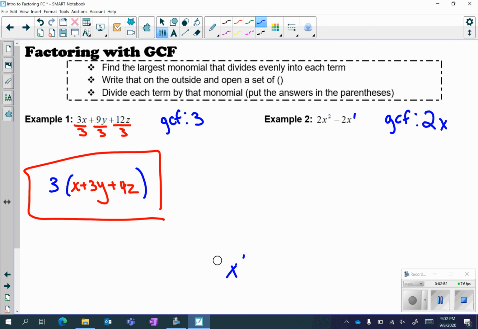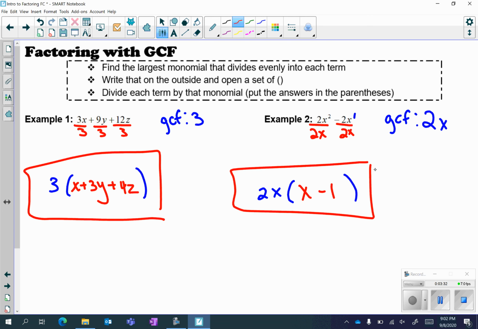Anyway, once you find the GCF, you're going to write the GCF on the outside, and you're going to open a set of parentheses. Divide each term in the expression by the GCF and write it inside the parentheses. 2x squared divided by 2x is just x because the 2's divide into 1, and x squared divided by x is just x. The next one, negative 2x divided by itself, will give you negative 1. And that's your answer.